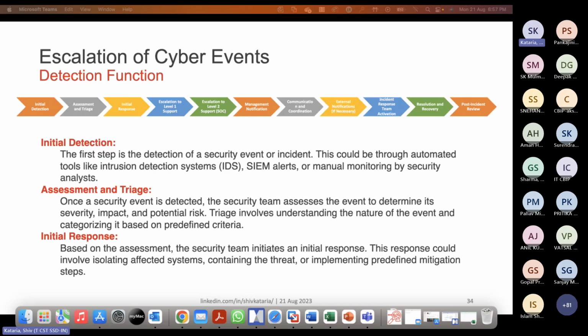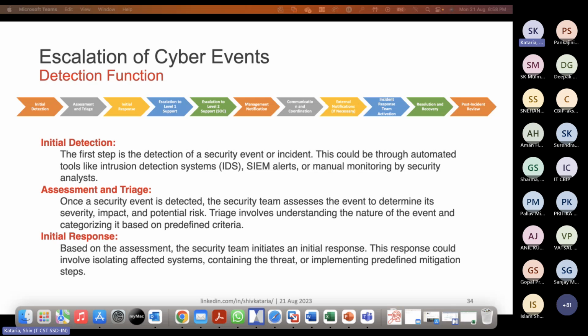So initial detection is through IDS, IPS, your SIEM alerts, and some manual monitoring as well by security analysts. Sometimes your regular solution might not help. So that's why we have frequent vulnerability assessment and penetration testing activities as well. If there is some new attack that is not being detected by existing solutions, it's always good to have a third eye in our system through regular vulnerability assessment activities.